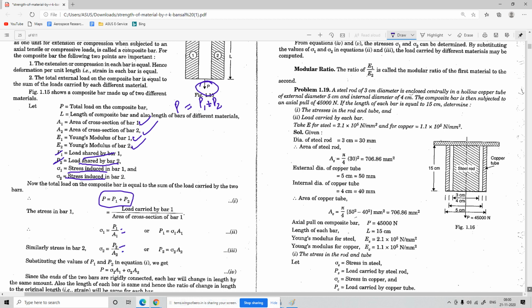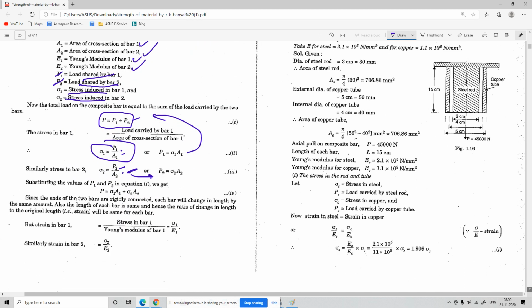Now we have this formula. From sigma 1 equals P1 by A1, we can write P1 equals sigma 1 into A1, simply exchanging the values. Similarly, sigma 2 equals P2 by A2, so P2 equals sigma 2 into A2. Now substituting these values over here, what we get is P equals sigma 1 A1 plus sigma 2 A2.